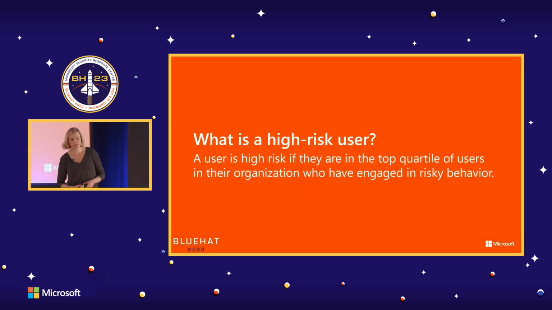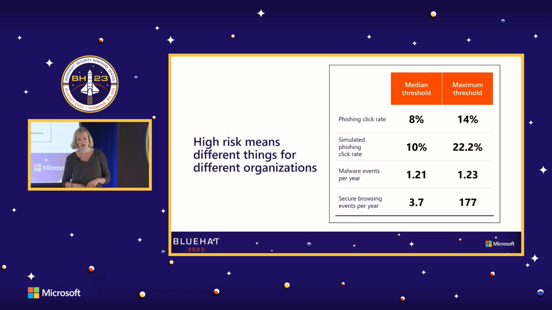So we decided to look at the data and say that of the people who made security mistakes, either in browsing, malware, or phishing, those that fall in the top quartile of users are defined as high-risk users. And once we took a look at that population, some really interesting trends started to occur. We started being able to create this median threshold mapping and a maxima threshold.